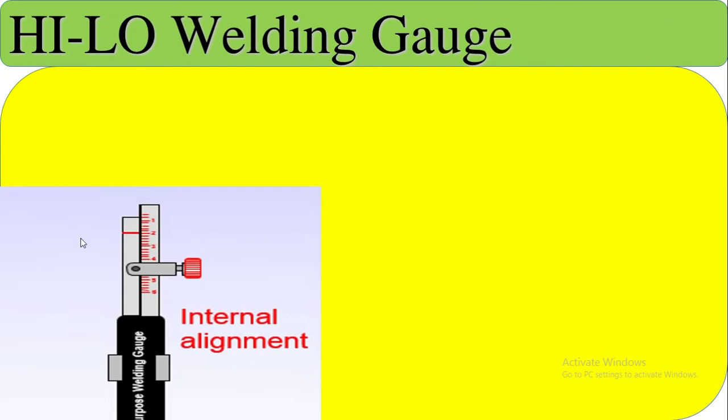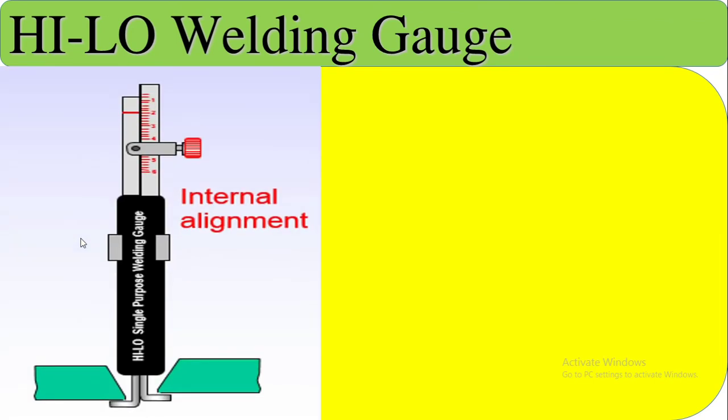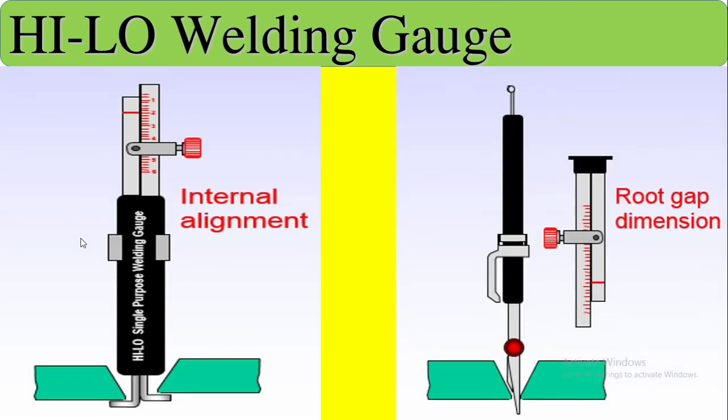Now you see the high-low welding gauge. It is used basically for the root gap or internal alignment, to check whether it is okay or not. So you can see here the internal alignment. How much from here to here, this is the internal alignment. You can find out how much from here. And also the root gap dimension, you see the root gap, how it is coming here, you can see from this type of high-low welding gauges.